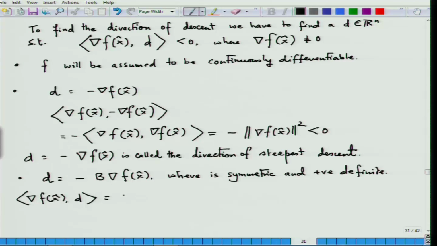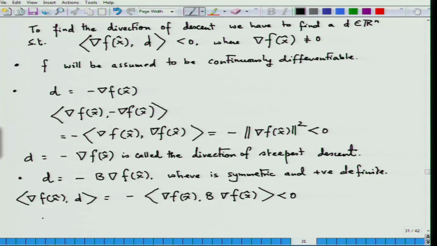So in this particular case we will have nothing but this. Now grad f(x tilde) is not equal to 0, that is a basic assumption, but B being positive definite, this would mean that this whole thing is strictly less than 0, because this part is strictly greater than 0, and so this is strictly less than 0. So this is also a direction of descent.